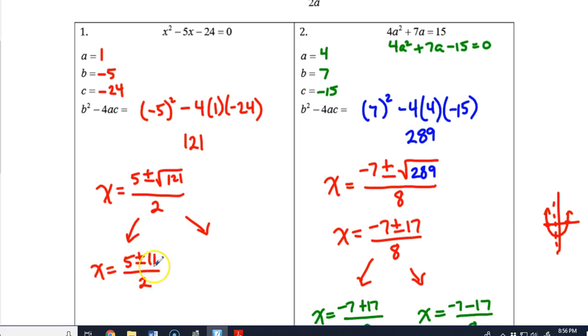If you're wondering, where's that 11 coming from? Well, the square root of 121 is 11. It's a perfect square. I'm actually going to back up and make this not plus or minus, but just plus. So on one side I have the negative, and on this side the positive.